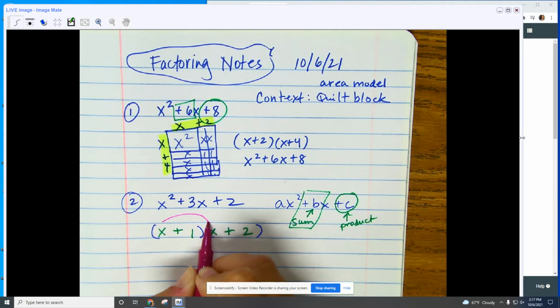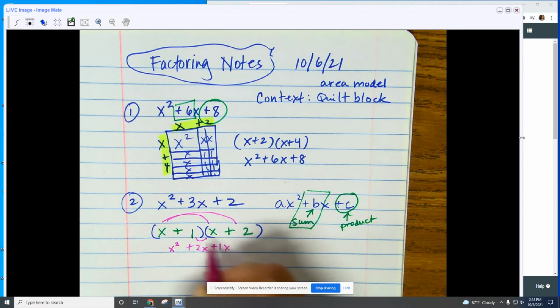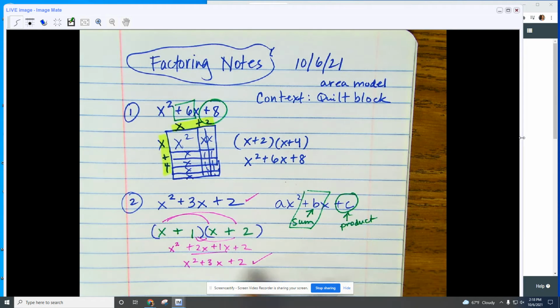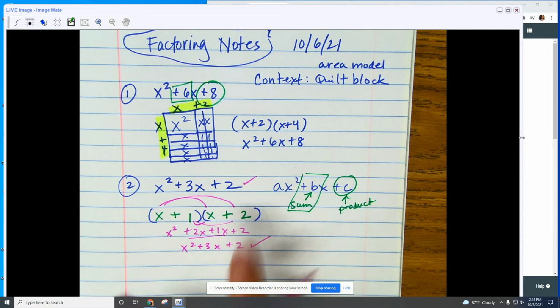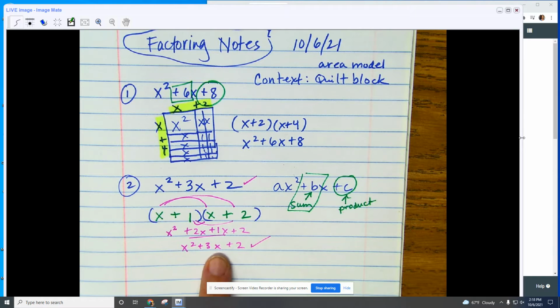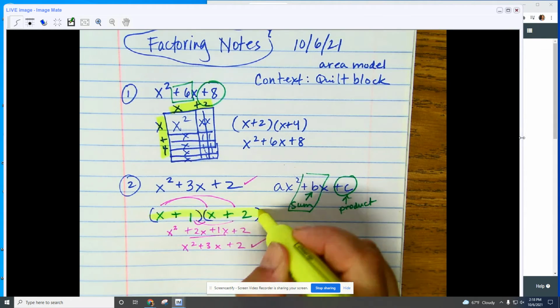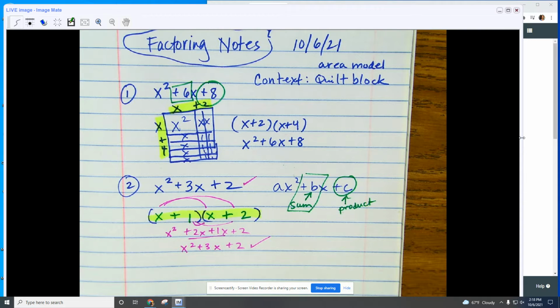What does x times x give me? What's x times 2? 1 times x, 2 times 1. Combine the middle terms. What I just did right here is called checking my answer. I just checked to make sure that my factors were correct and see how it gave me the same result. These are my factors.